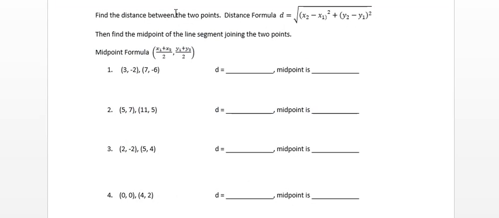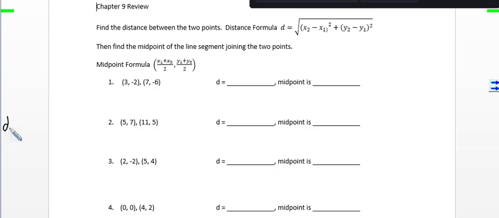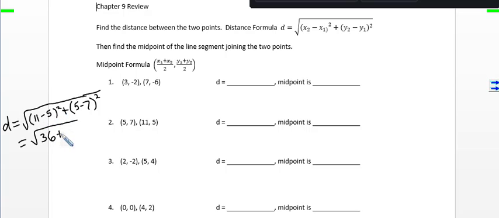For number 2, so it's going to be 11 take away 5 squared. It's going to be 5 take away 7 squared. So that's going to give you 36. 11 take away 5 is 6. 6 squared is 36. 5 take away 7 would be a negative 2. Negative 2 squared is 4. So that's the square root of 40.